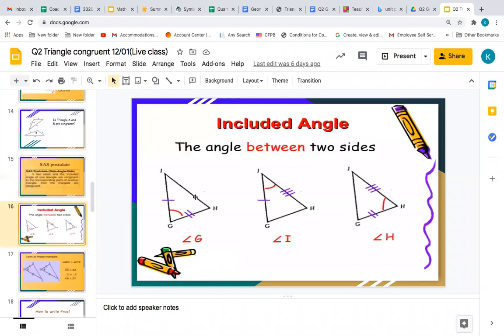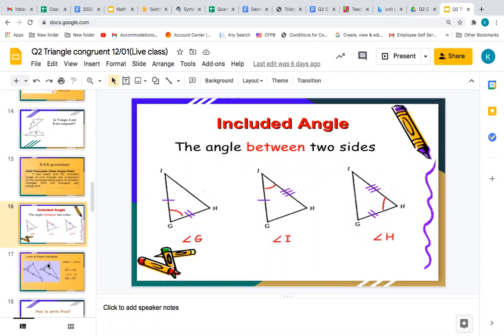For example, this is the included angle. Look at this. These two sides and those two sides making the angle, that's called the included angle. The angle between the two sides that we were talking about.